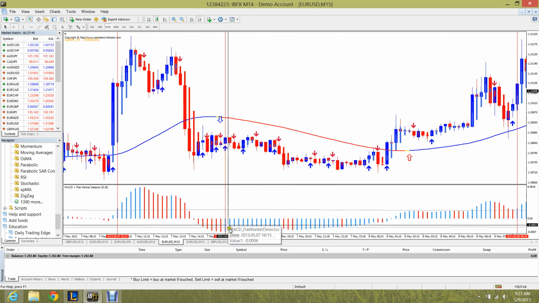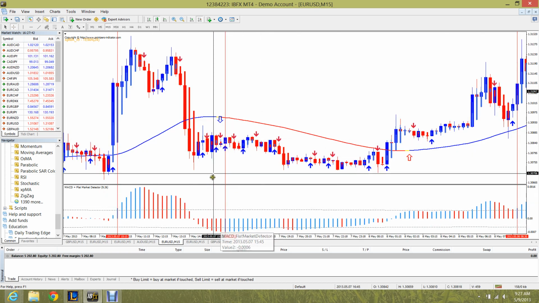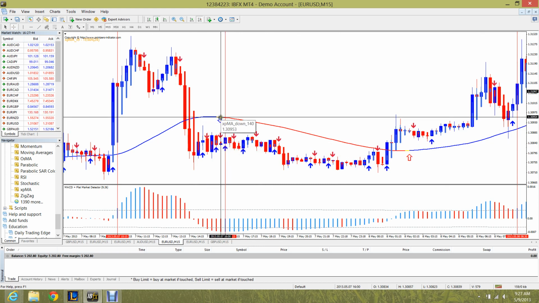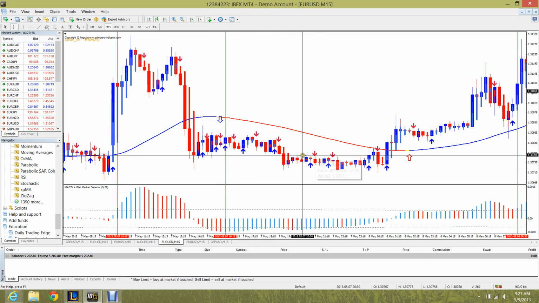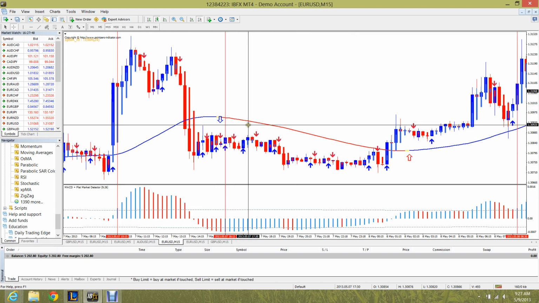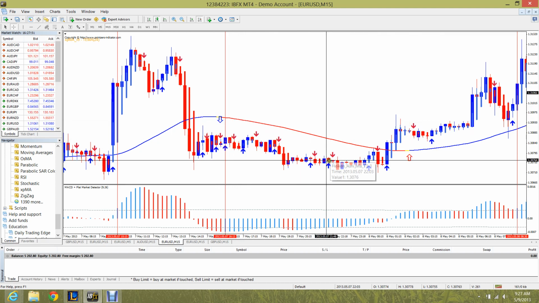Here we have an entry. Our MACD indicator conditions are met. We enter here. Trend indication: the trend has changed to only taking short positions, or sells.